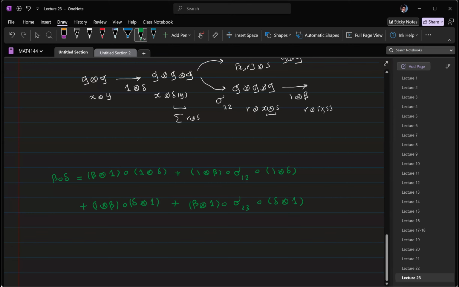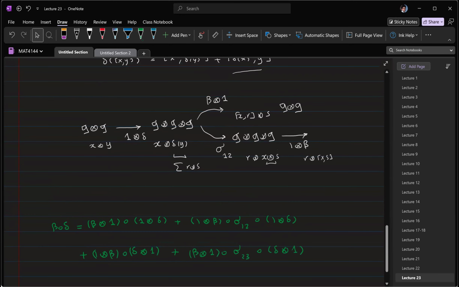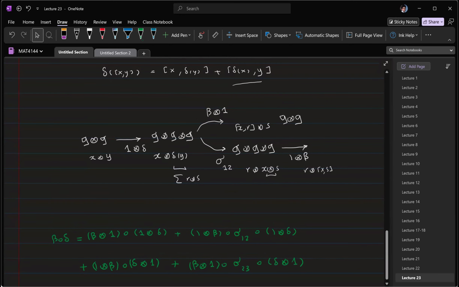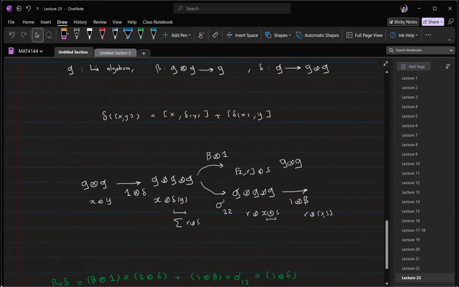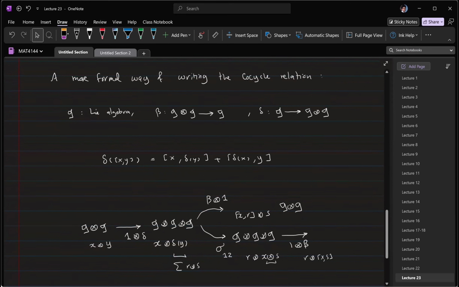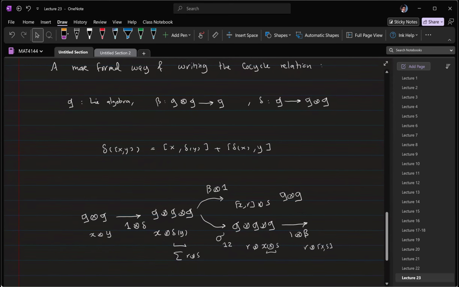Okay, so this is the concise way of writing the previous formula, the advantage being that it only describes the connection between the two Lie brackets. Or rather, the two maps which play a symmetric role. Beta and delta, they go in the opposite directions.